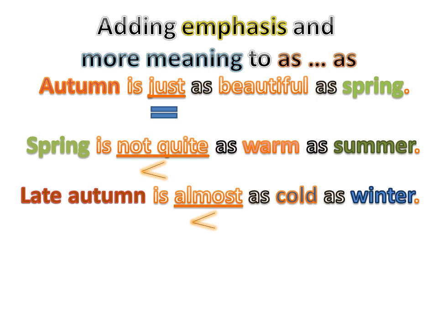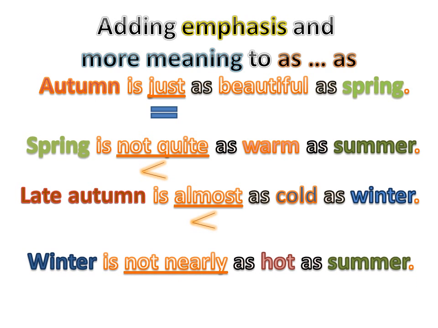But please notice here that when we use almost, the sentence is affirmative. So do not use the negative not when using almost. We can also say winter is not nearly as hot as summer. Here we use not nearly to express a big difference between the subject and object of the sentence. Winter is cold, whereas summer is very, very hot. Not nearly expresses that difference.